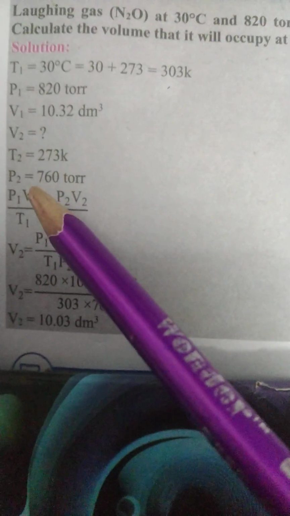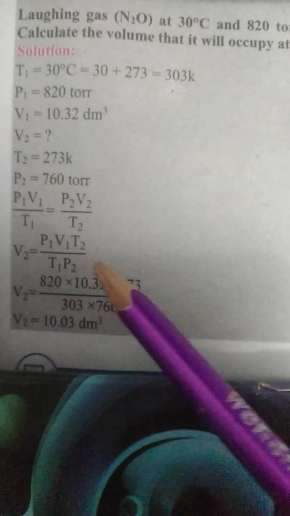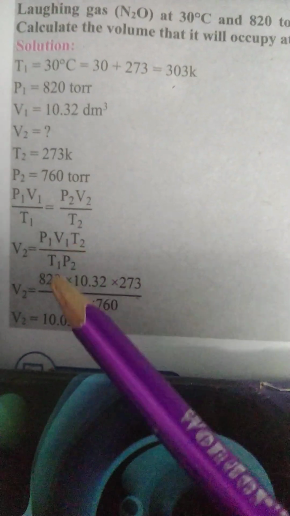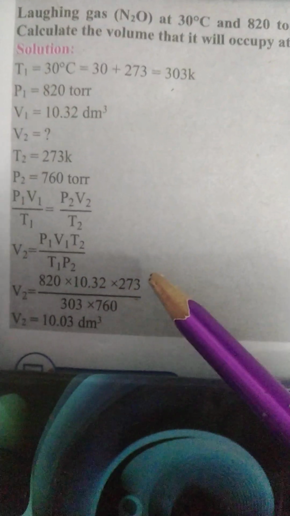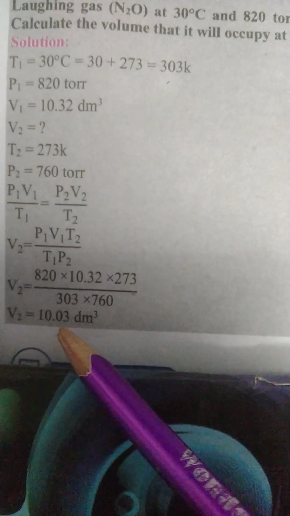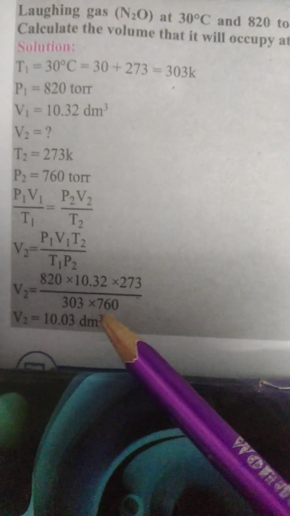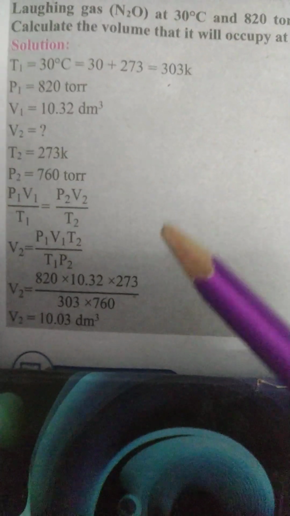Our formula is P1V1 upon T1 equals P2V2 upon T2. By substituting the values 20, 10.32, 273 multiplied with 303 and 760, we will get the answer: V2 is equal to 10.03 decimeter cube. Simple formula of the ideal gas equation.